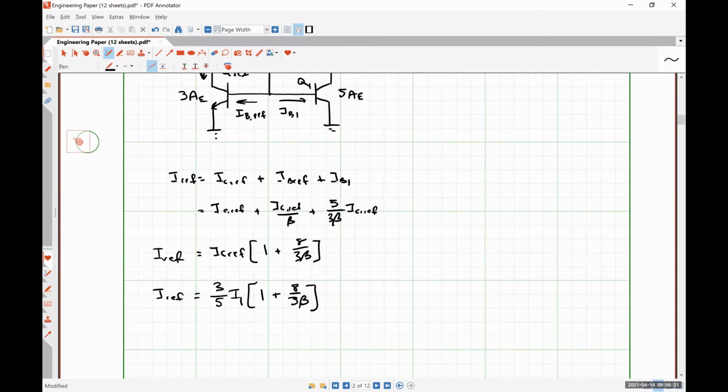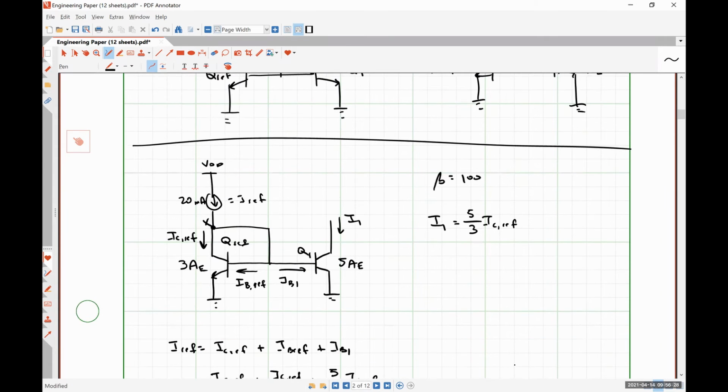If you didn't ask for that, it would just be the 3/5. If you were ignoring base currents, the answer would be I1 is 5/3 IREF. I don't think they're going to ask that part. That's too much. We're not there yet. We're all juniors. That's grad level stuff. So that is a simplistic current mirror problem with base current included.